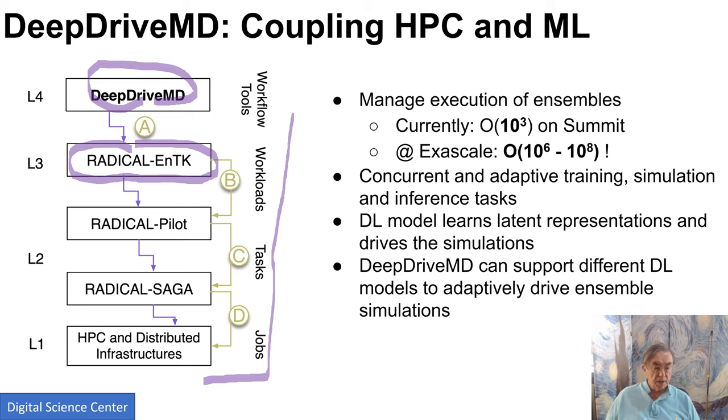Pilot jobs are where you have a generic job and you just populate it. And so you put into the user's hands the ability to assign jobs to tasks. And currently it is getting you factors of up to 1,000 on Summit, and is expected to get factors of 10 to the 6th to 10 to the 8th on larger machines.